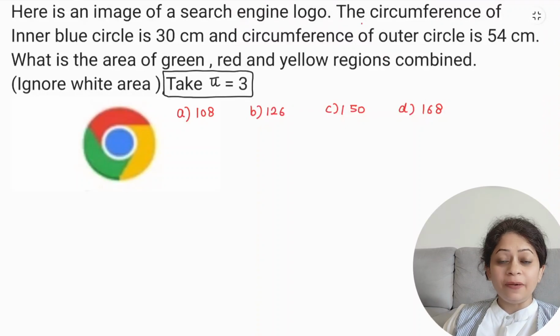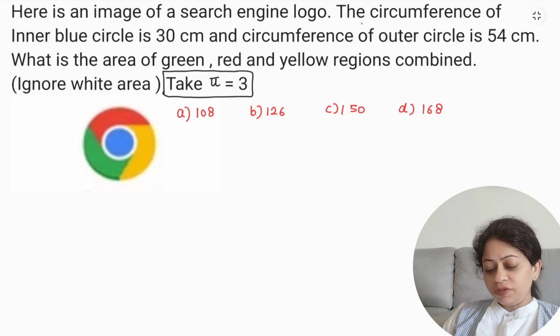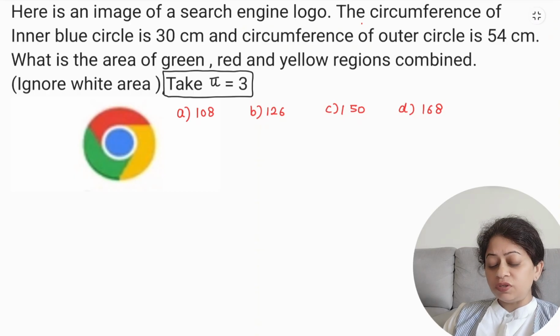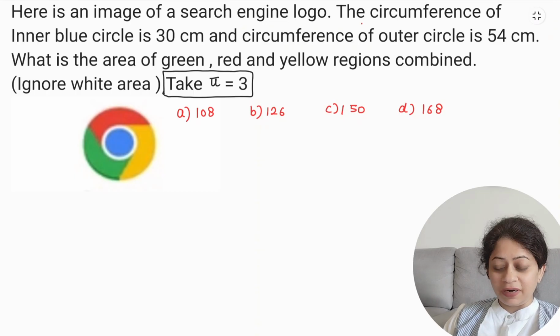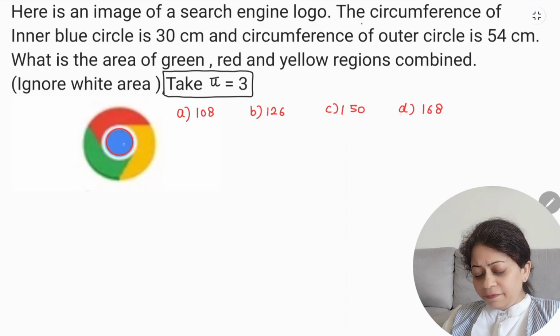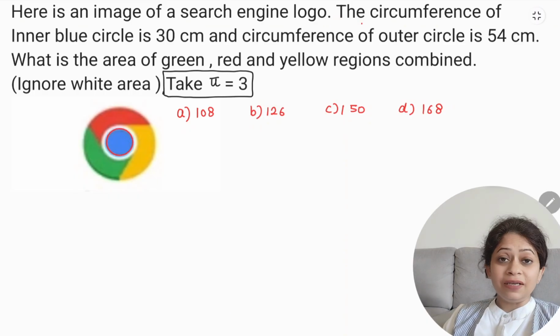I'm Upasana and today we are having another Maths Olympiad question. If you see, they have shown us the Google search engine logo. They say here is an image of a search engine logo, and then they say the circumference of the inner blue circle is 30 centimeter, right? If you see, this is the inner blue circle, right? Okay, the circumference of this circle is 30 centimeter.